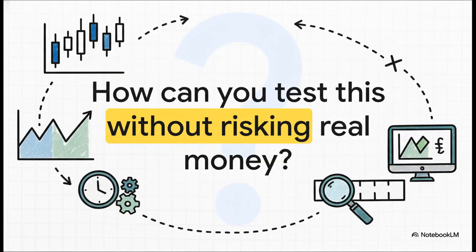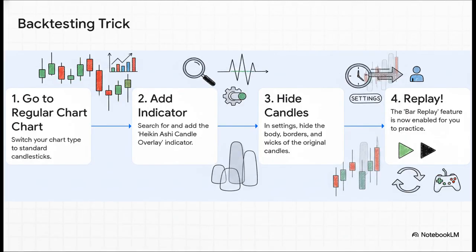Okay, so you're probably thinking, this sounds great, but how can I test it out for myself without risking any money? The best way is to backtest, of course. But there's a little catch on most charting platforms. But don't worry, there's a really simple workaround. Let's take a platform like TradingView. You can't use the bar replay feature directly on Heikin Ashi charts. It's a bit of a quirk, but here's the trick.